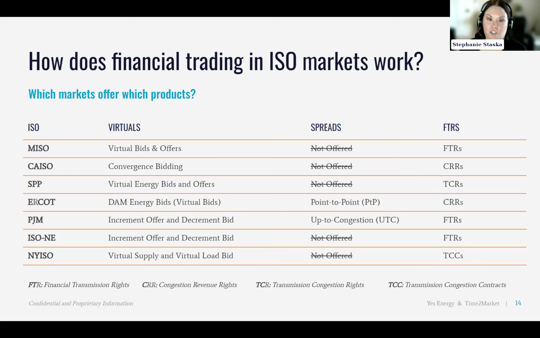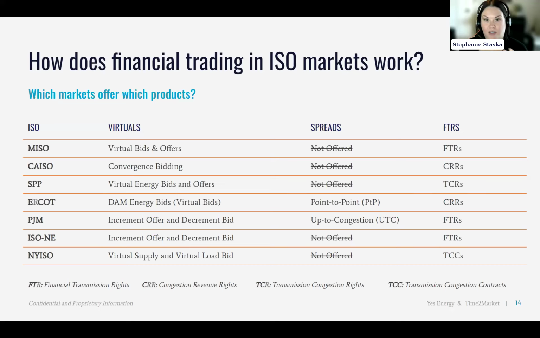Next slide. So every market has different naming conventions because although they're all regulated, or the majority are regulated, by the same regulators, they weren't mandated to use the same language. Now, these all behave essentially the same way, but they're called different things. So in MISO, it would be a virtual bid and offer, but in ERCOT, it's a DAM energy bid or a day ahead energy bid. Or in New York, it's a virtual supply and virtual load bid. So you get the idea that there are a lot of different names, but they're the same thing. So what I described in the previous slide, they behave the same way, market by market.